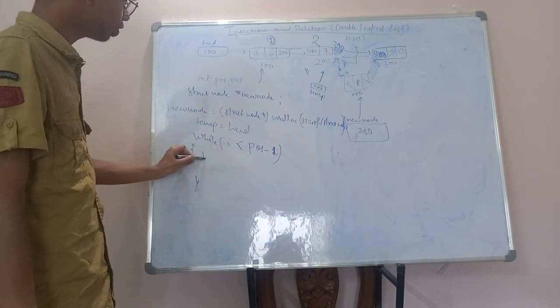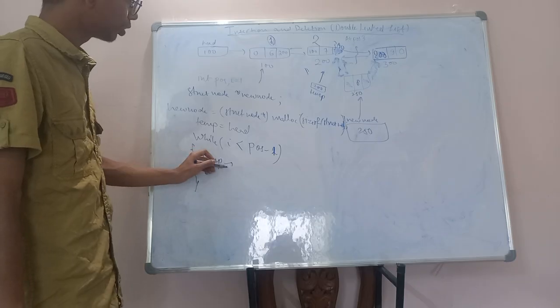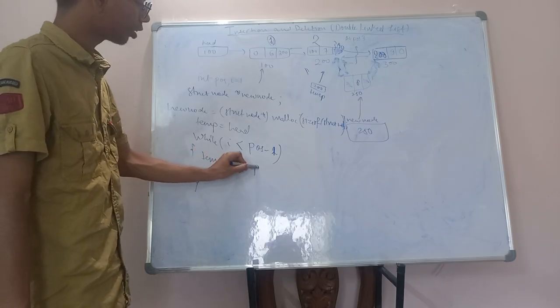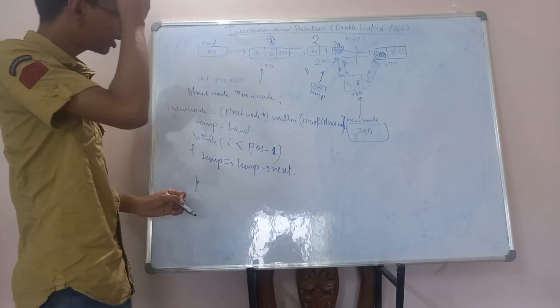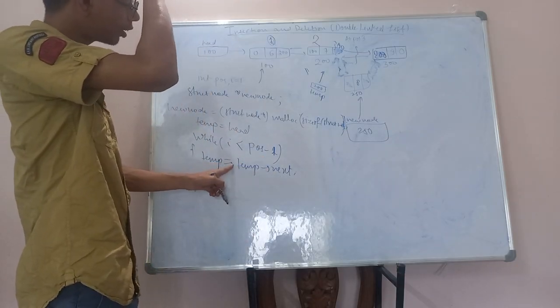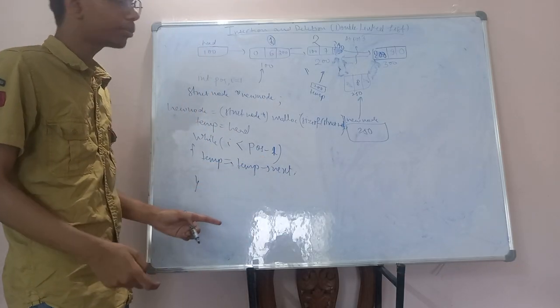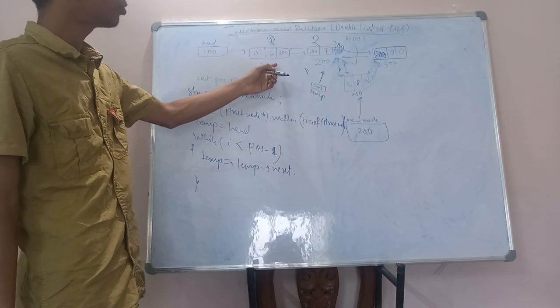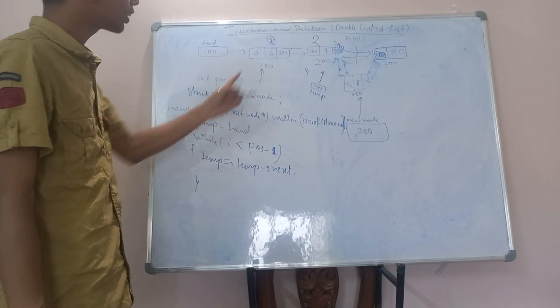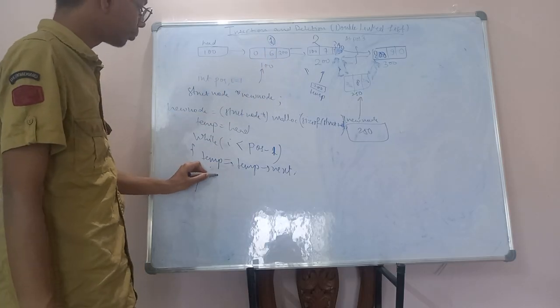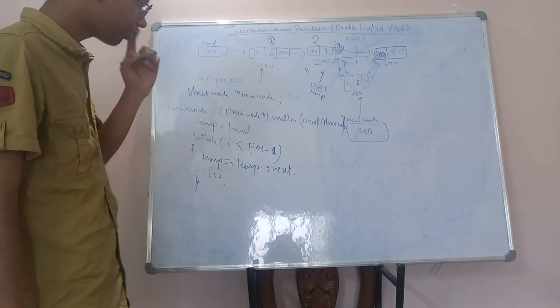So what I am doing here is updating my temp. I will access the member of the structure and give temp the address which points to the next node. So in the first iteration it will go to the second node, and my work will be done.